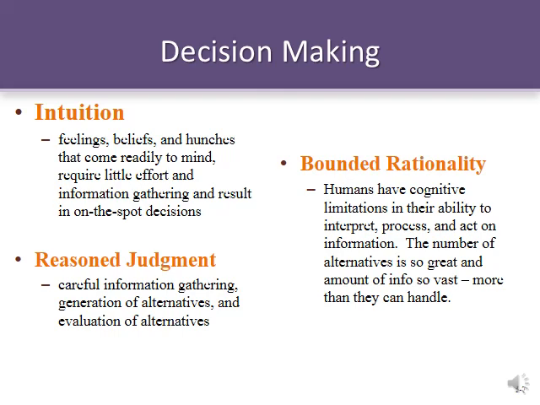Okay, let's talk briefly about three concepts. One is intuition, the other is reasoned judgment, and the other is bounded rationality. So intuition is this idea of feelings, beliefs, and hunches, whatever would come readily to your mind. And a lot of people will argue that this is how they make decisions. They'll say they just go with their gut. Well, what go with your gut means is that you are basically making the decision based on what has worked for you in the past. You're keying on the information that you've keyed on in the past, and you're saying, well, this looks a lot like what I've seen happen in the past, and so you go with it.